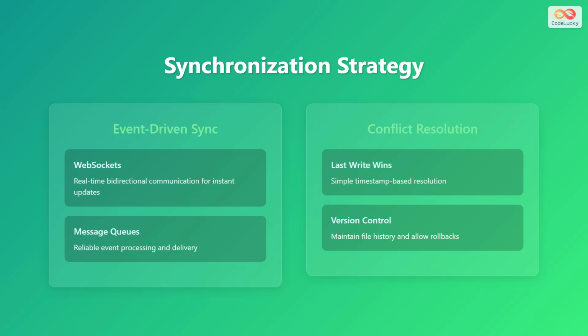Let's explore synchronization strategies for a file storage system. For event-driven synchronization, we can use WebSockets for real-time bidirectional communication and message queues for reliable event processing and delivery. When it comes to conflict resolution, we can employ either the last write wins strategy, which is based on timestamps, or version control, which maintains file history and allows rollbacks.